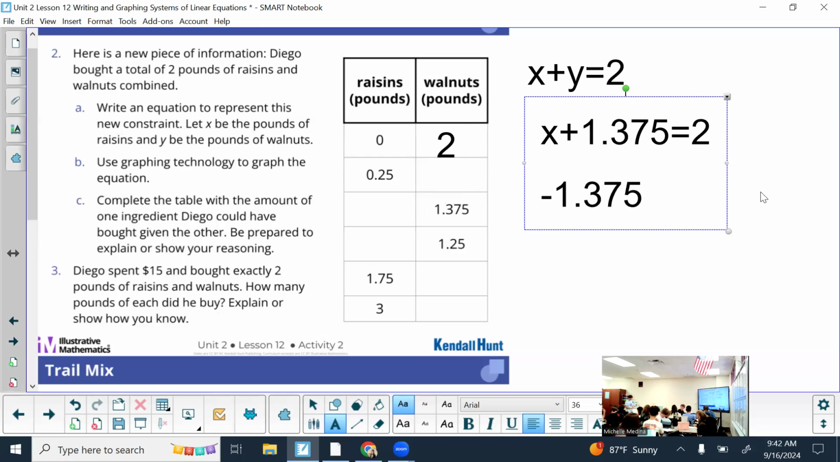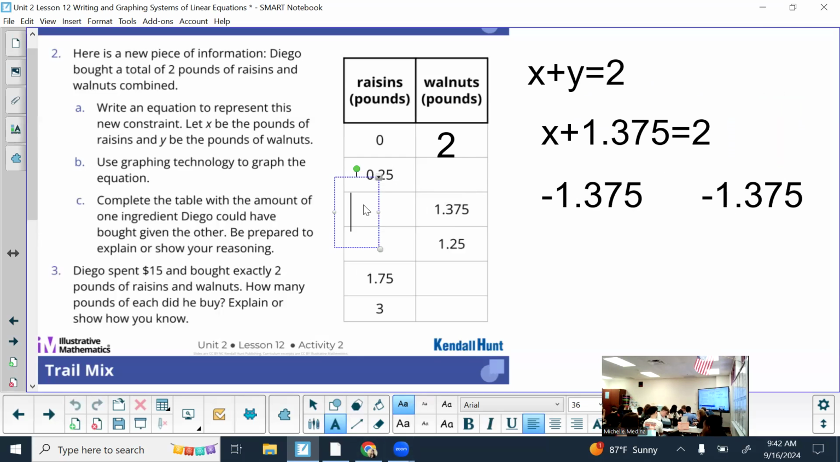Sorry, my little pen isn't working, so I have to do it this way. Right, do that on both sides. What's 2 minus 1.375, table 1? 2 minus 1.375. Table 9, how many pounds of walnuts did they buy? 1.75. Guess what? That adds up to 2, right? So either use a graph, use your critical thinking skills, use the equation, but that's really all the math that you're doing. Table 1, do we have it?